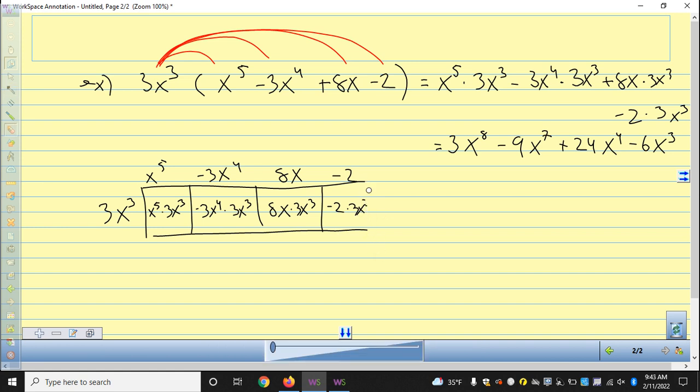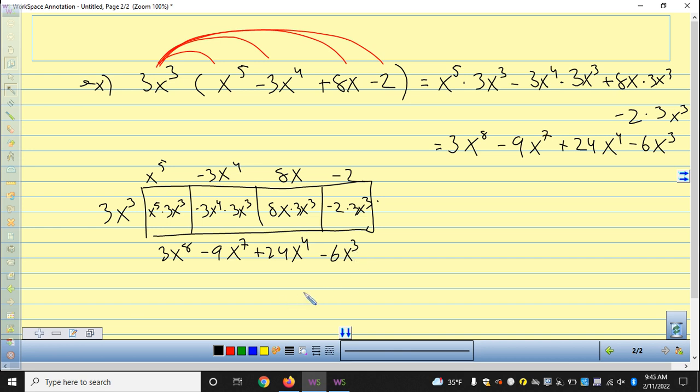So the box is just a way to keep the process that I did here organized in a different way. But when I do my multiplication, I get the same thing. That was my final answer.